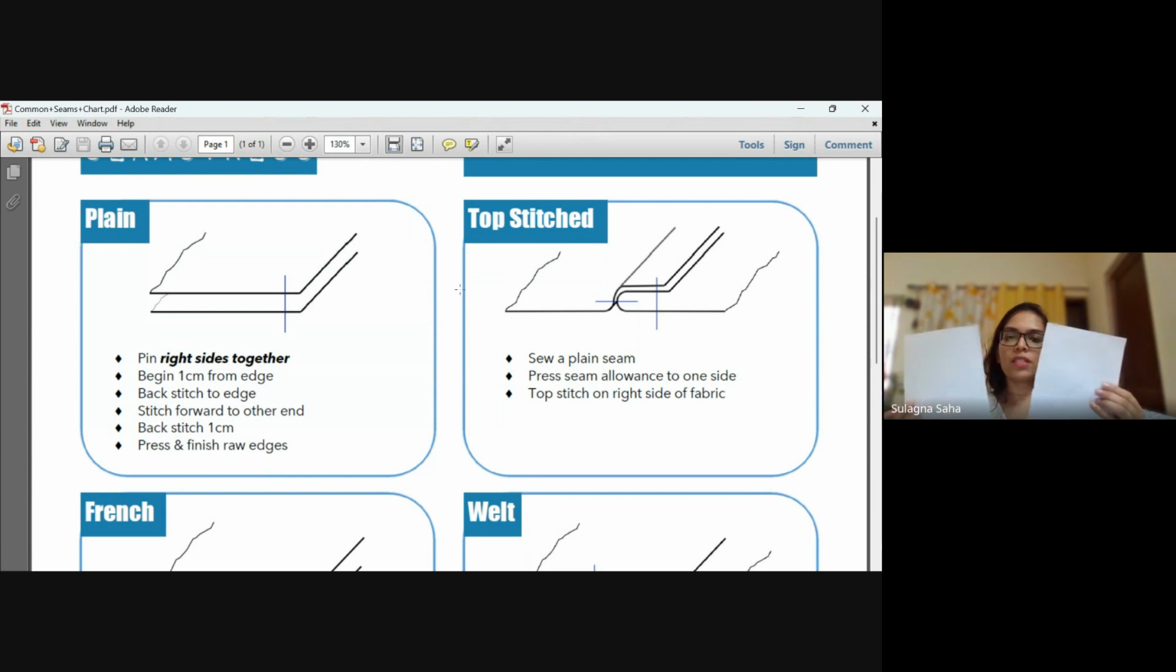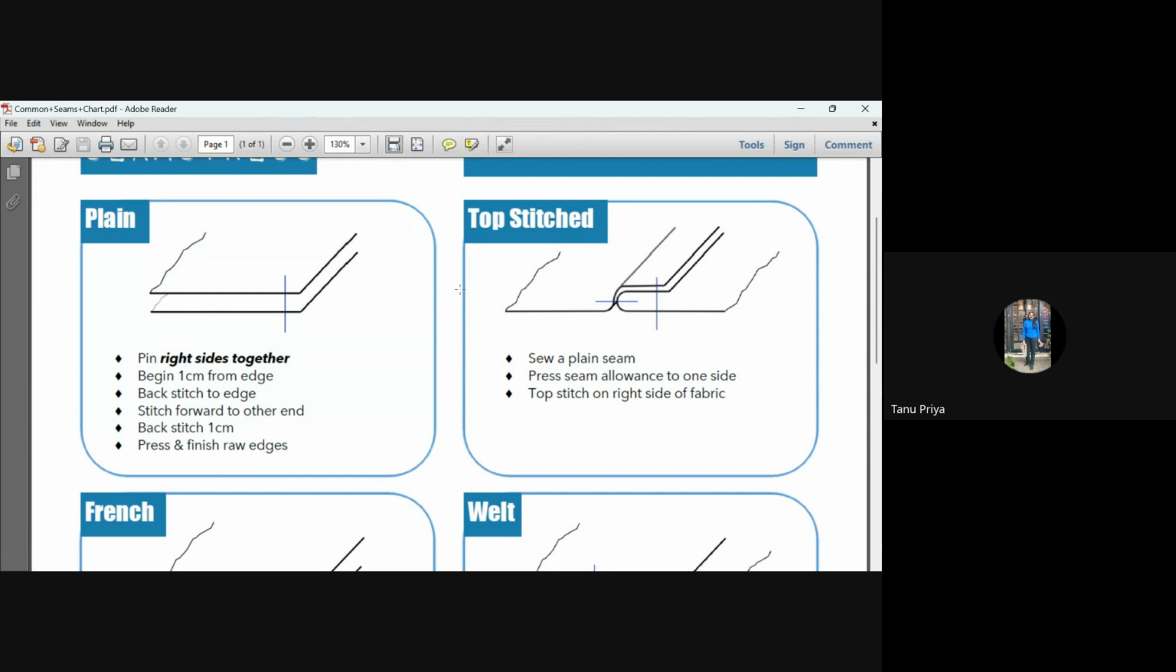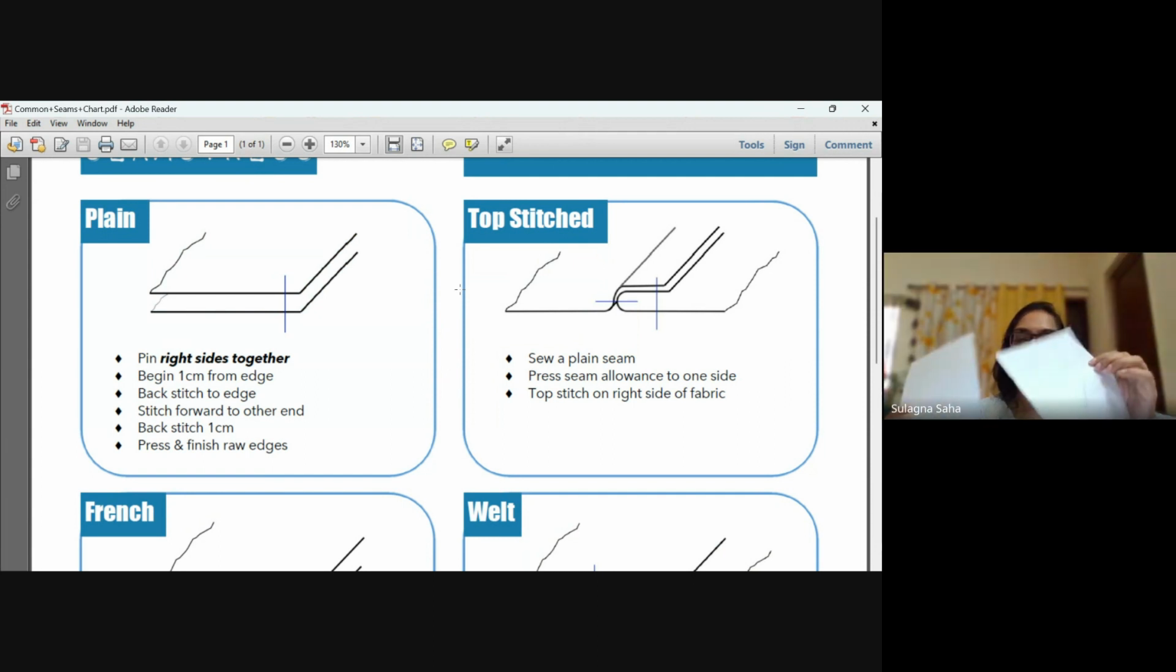Can you see the screen as well? And the video as well? Yes, ma'am. So what does this mean? It means that the side where I have marked the ticks is the right side of the fabric. The side where I have marked the crosses is the wrong side of the fabric.